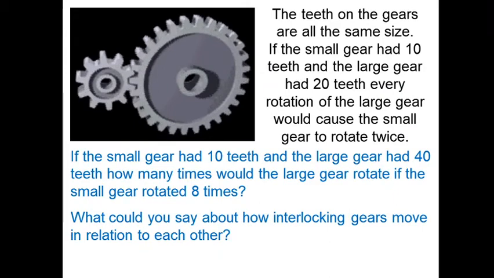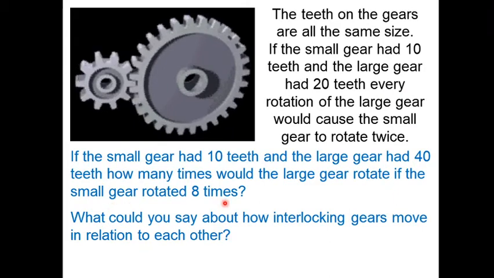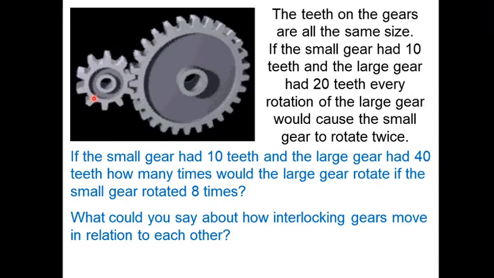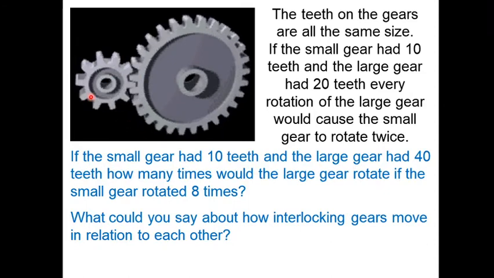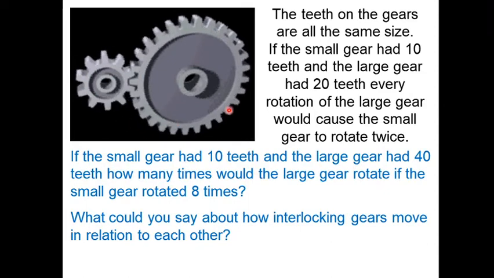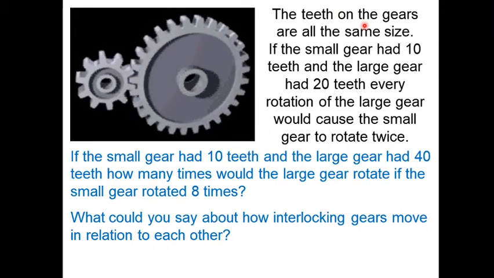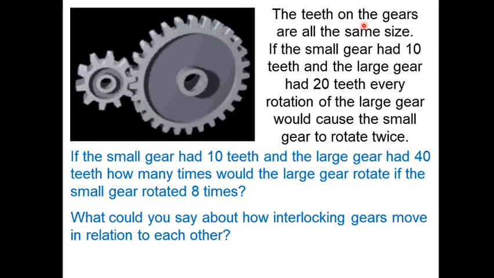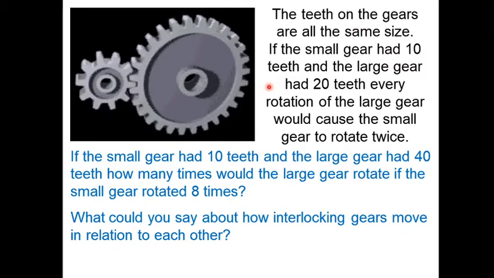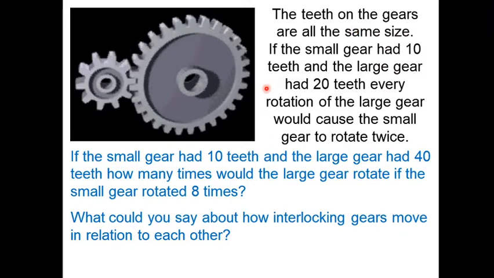In the question, the small gear has 4 teeth and the large gear has 8. How many times would the small gear rotate if the large gear turns once? If we think about 8 clicks, and the small gear has 4 teeth, that would go around twice. So the answer to the question is twice. Thinking of clicks, I think, is a really nice way of keeping it simple in your brain.